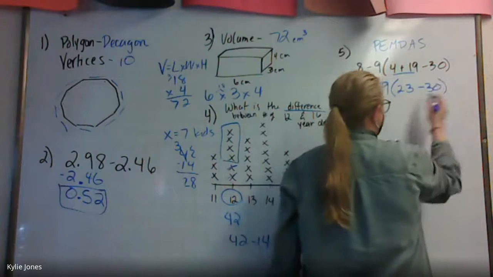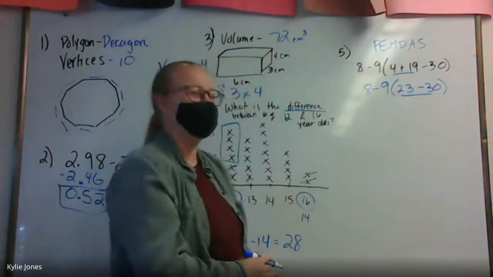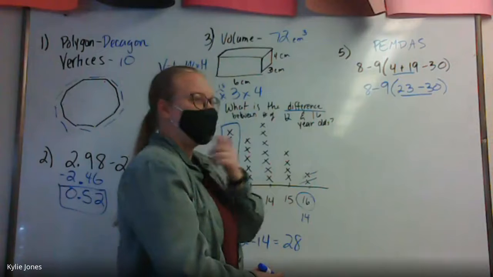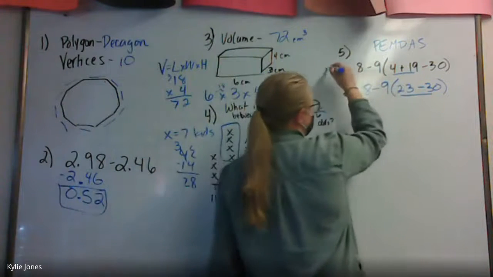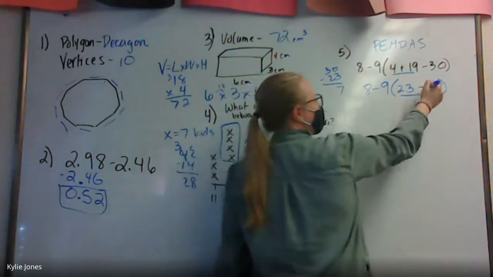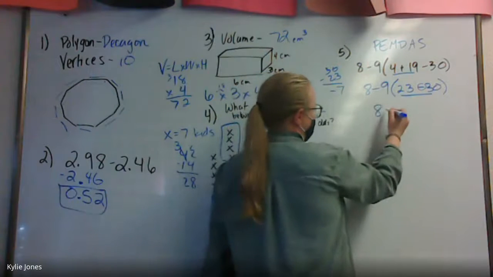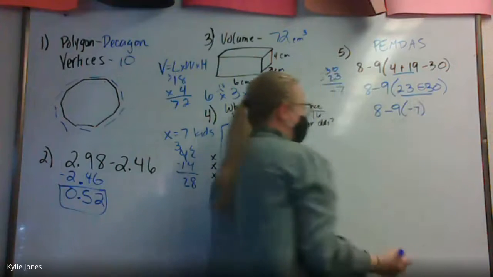Minus 30. So now we need to do the rest of our parentheses. 23 minus 30. This goes negative. We haven't talked about this. I heard it is negative 7. So you would take the bigger number, 30, subtract 23 and get 7. Take the sign in front, so it's a negative 7. So this is 8 minus 9 times negative 7.